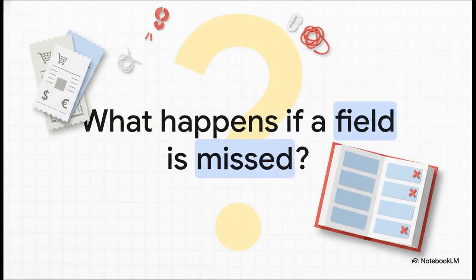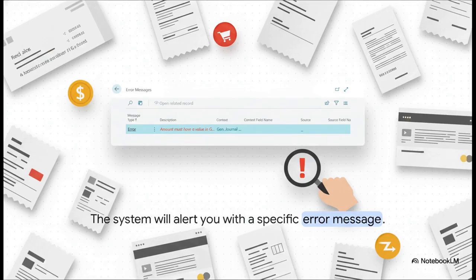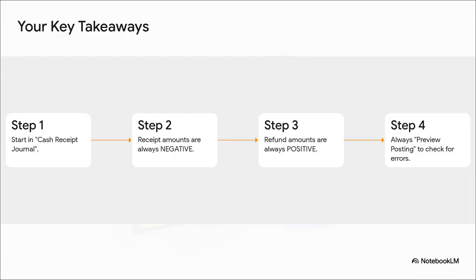So what happens if you forget a step when you try to preview the post? Well, the system will actually stop you with an error, telling you exactly what to fix. So, what are the key takeaways? Remember these 4 critical points for totally error-free entries.